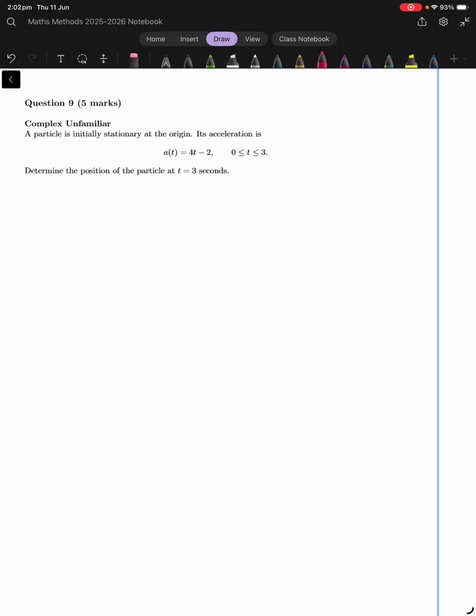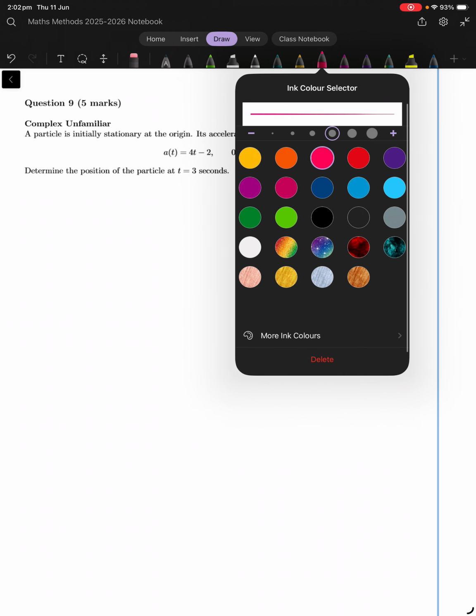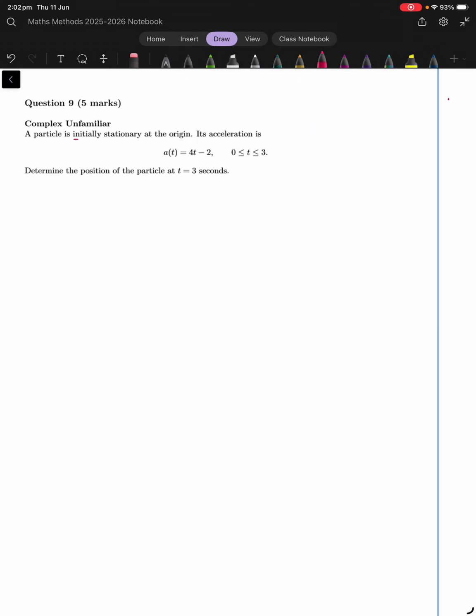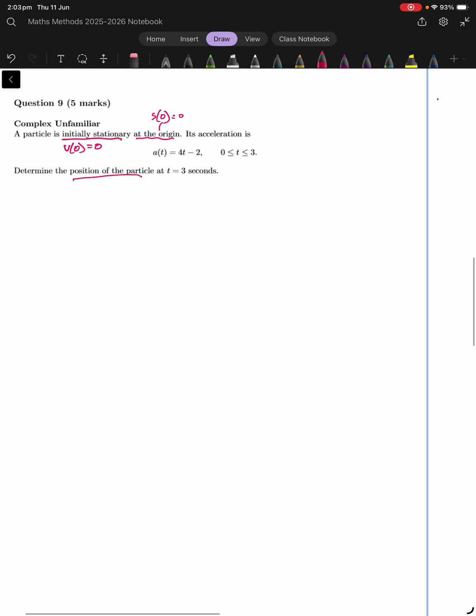This one's another one. So rather than something being dropped, it's just talking about a particle that is initially stationary. So what are we going to get information out of this? There's actually a lot of information in just a very few words here. Initially stationary, so v of 0 equals 0, and it's initially at the origin, S of 0 equals 0. And determine the position of the particle at t equals 3. So I'm looking for S of 3.